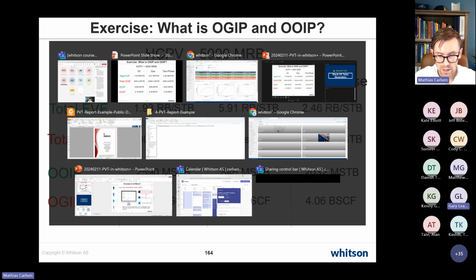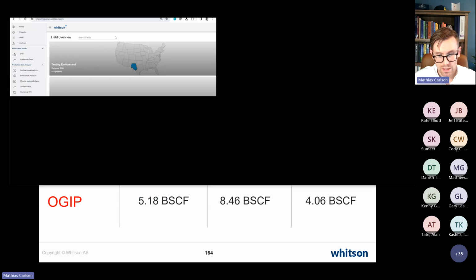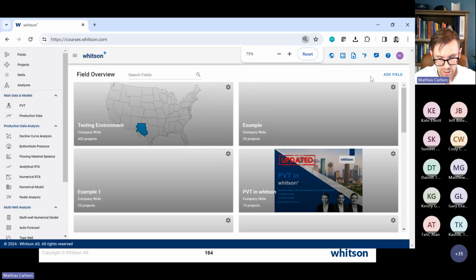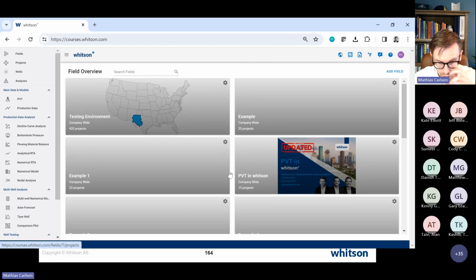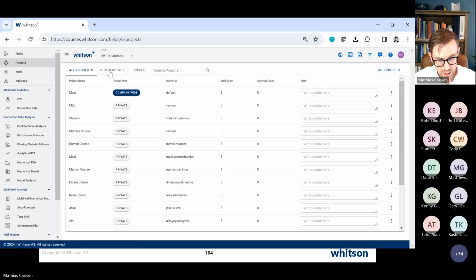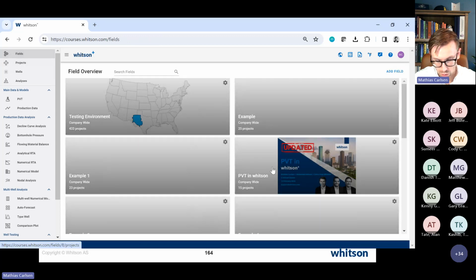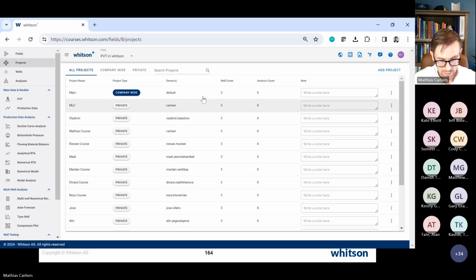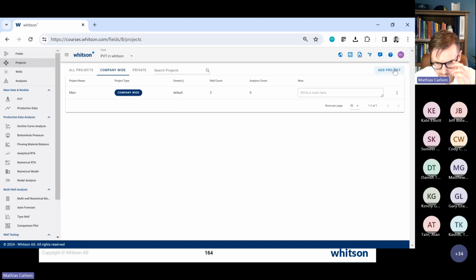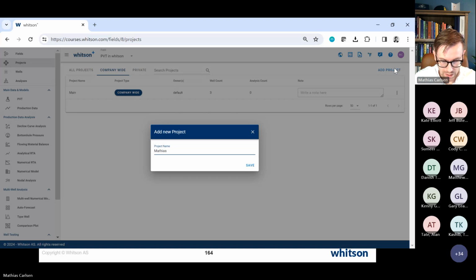So that's what we're going to do now. We're going to go into this domain right here, hopefully where everybody is at. All of us are going to go into the PVT field right here and create our own little project. There's a field here at the top that's called PVT in Whitson Plus. That's what we're going to click, and then we're going to add a project. Here I would like all of you to add a project and just make it your first name. I'll call it Matthias, and you can call it whatever else you want, but I'll call it Matthias PVT course, something like this. This would be a private project.